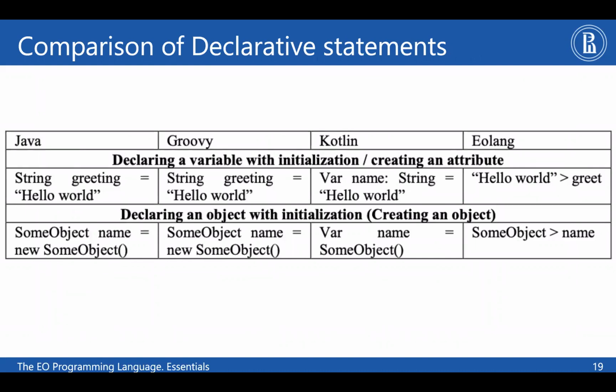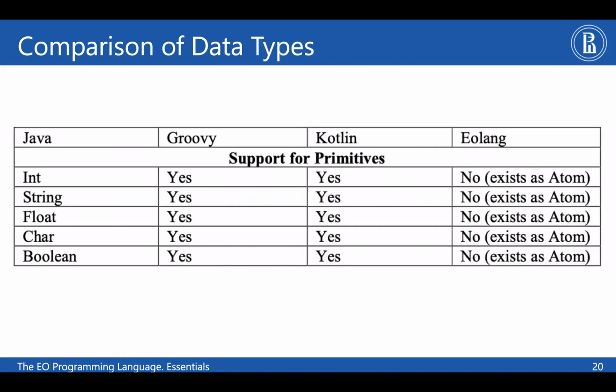In this slide, we can see the comparison of declarative statements. As Evgeny already said, it would be more visible for you to understand the difference. How do we declare the statement in EOLang in comparison with Java, Groovy, and Kotlin? As we see, we just put hello world in some object, and after that, if you want to use this, it will be a bounded one. And the next one, please.